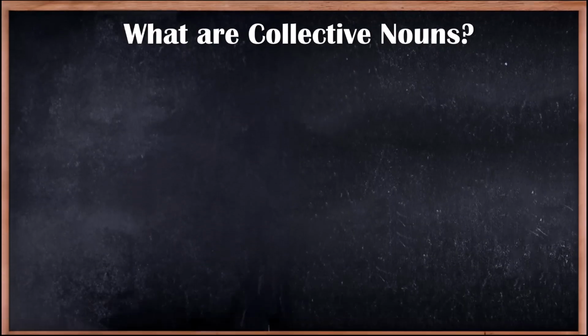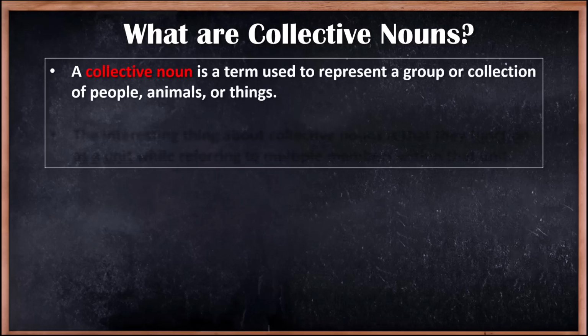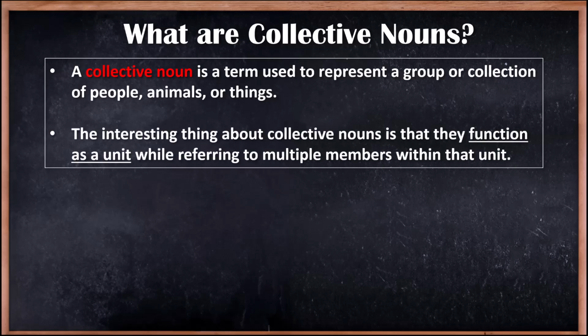First of all, what are collective nouns? A collective noun is a term used to represent a group or collection of people, animals, or things. The interesting thing about collective nouns is that they function as a unit, even though there are multiple people, or animals, or things inside that unit. Let me explain what this means with pictures.